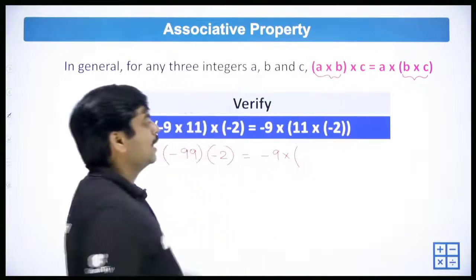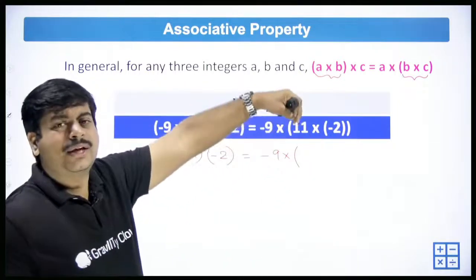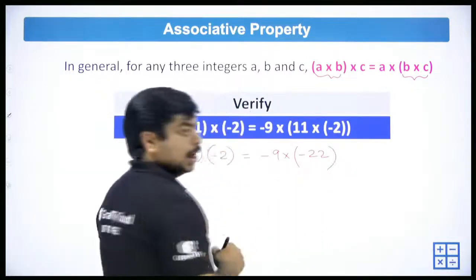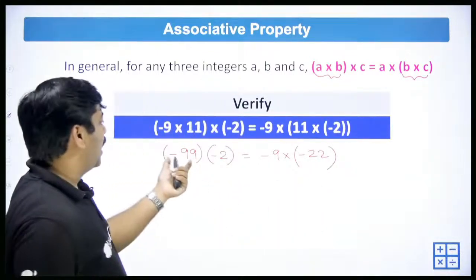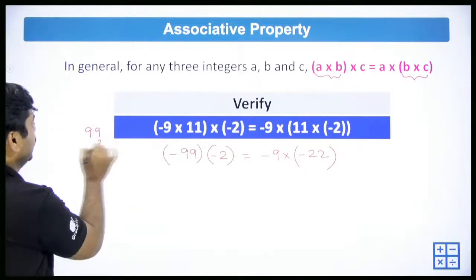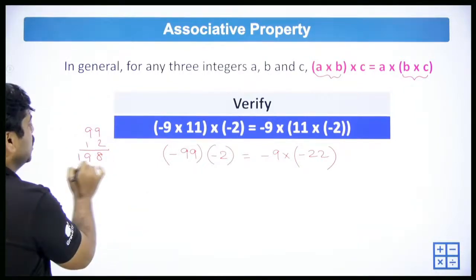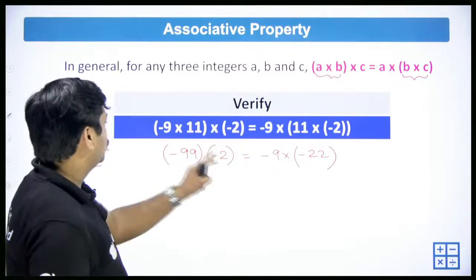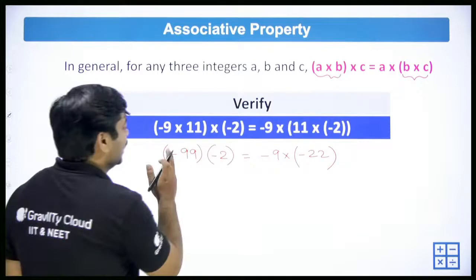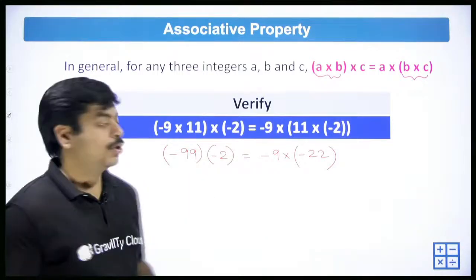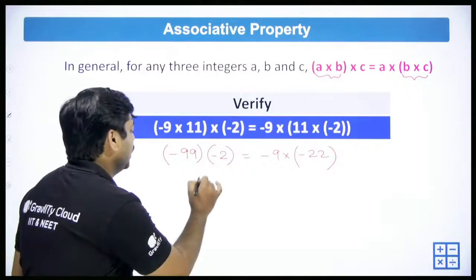The first one is 11 into minus 2: 11 twos are 22 with negative, minus 22. Now, 99 into 2. What is 99 into 2? 9 twos are 18, 9 twos are 18, so 198. So 99 into 2 is 198. Negative into negative is positive, so it becomes plus 198.